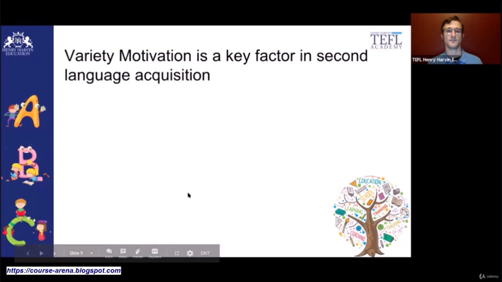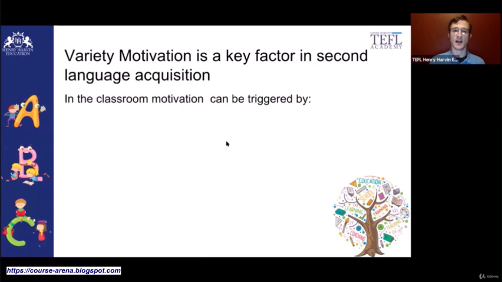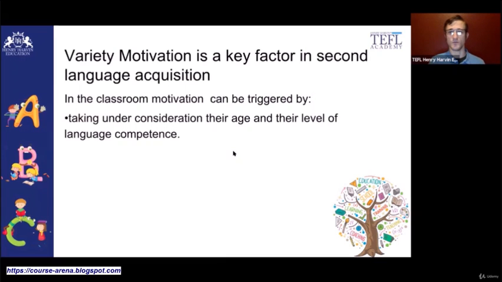All right, variety. Motivation is a key factor in second language acquisition. In the classroom, motivation can be triggered by particular activities that are related to the age and level of language competence. So at a particular age, they might be motivated more by interactive experiences, drawing and games and singing, so maybe more the younger ages. And at the older ages, they might be more interested in developing social bonds, connecting with abstract ideas, knowledge, freedom, love, etc., or even music as well, but music for older ages.